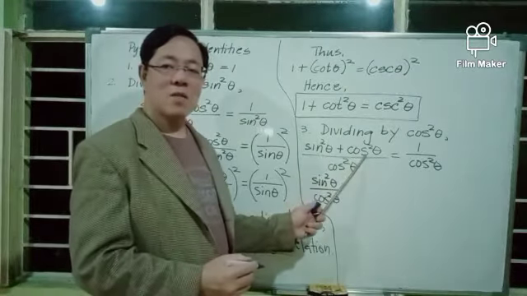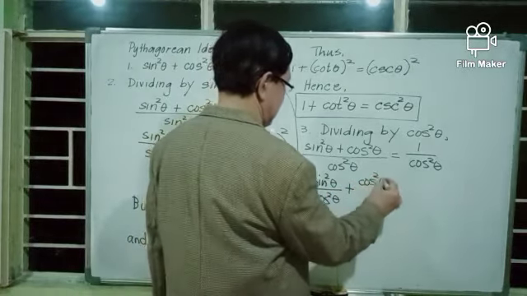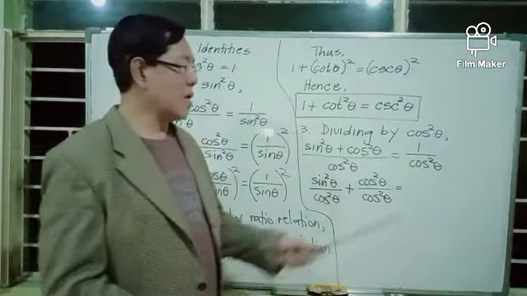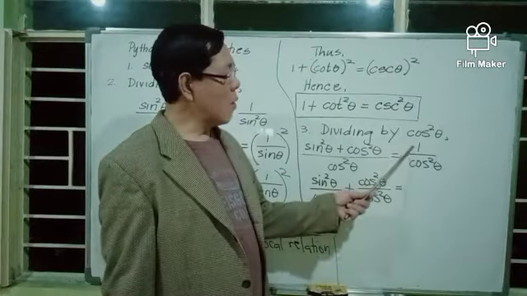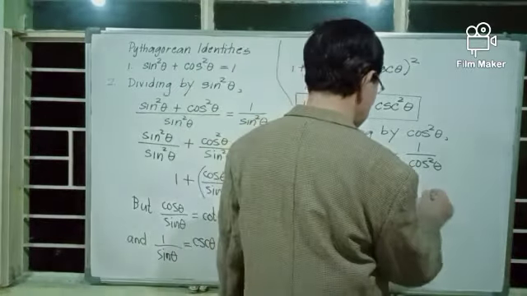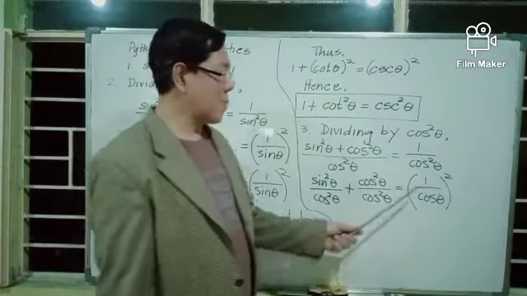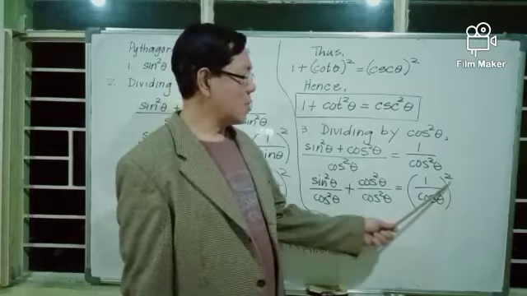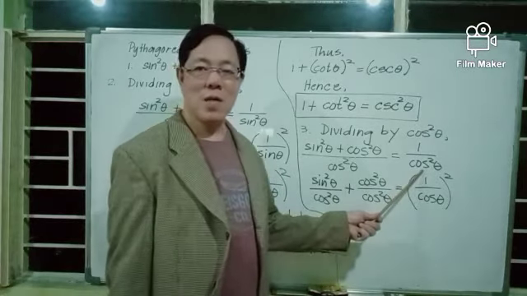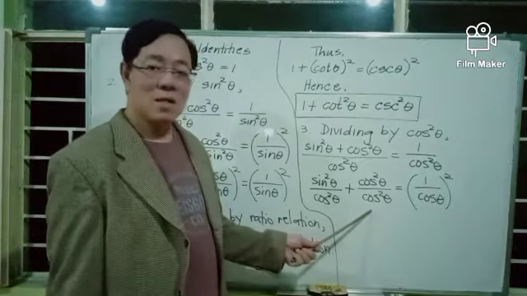Plus the second term, cosine squared theta, we also divide by cosine squared theta. To the right hand side, we apply property of exponent. 1 over cosine squared theta can be written as the square of 1 over cosine theta. By property of exponent, the square of 1 over cosine theta is equal to the square of 1, which is the numerator, divided by the square of cosine theta, which is the denominator, cosine squared theta. Now you can cancel out cosine squared over cosine squared because it is equal to 1.